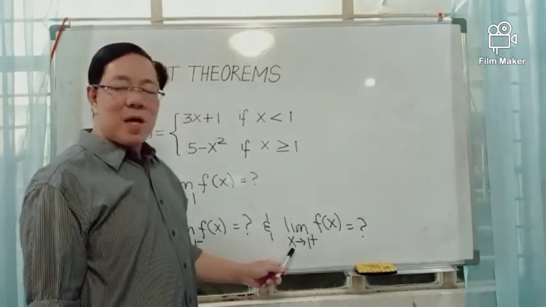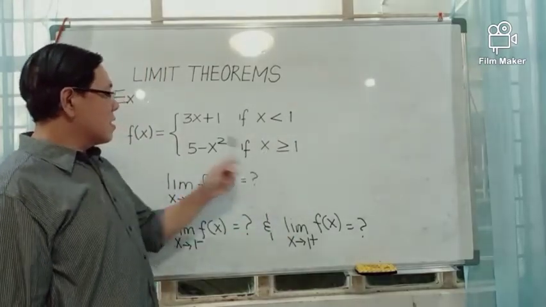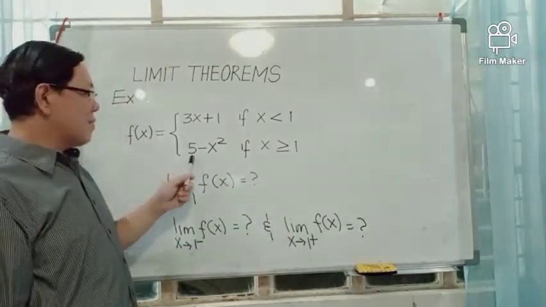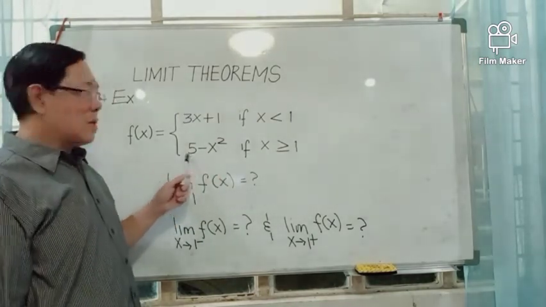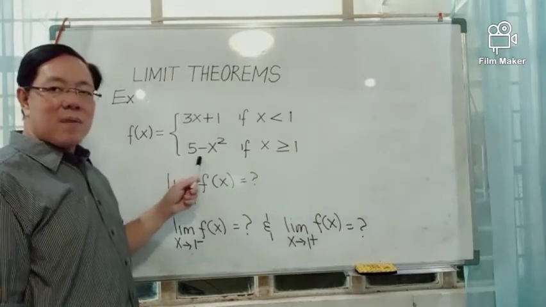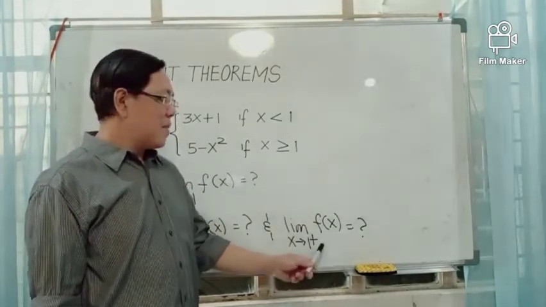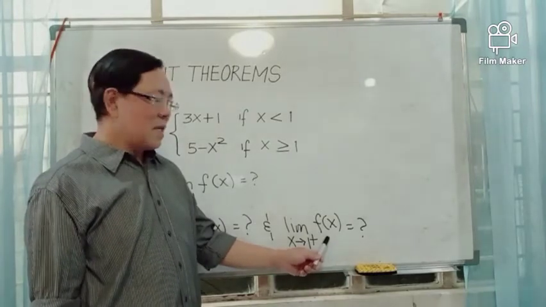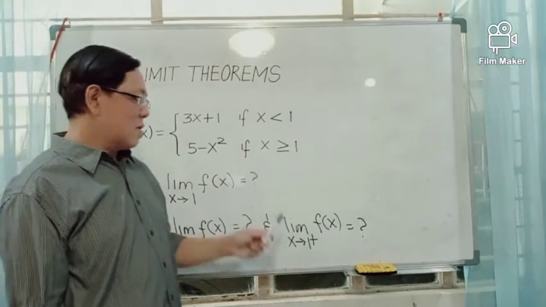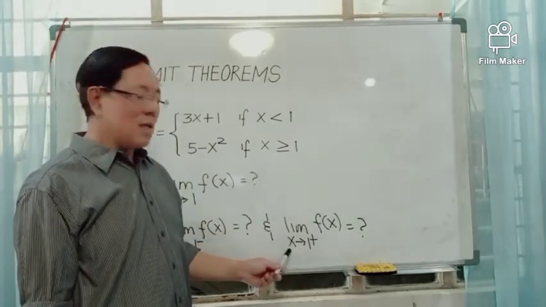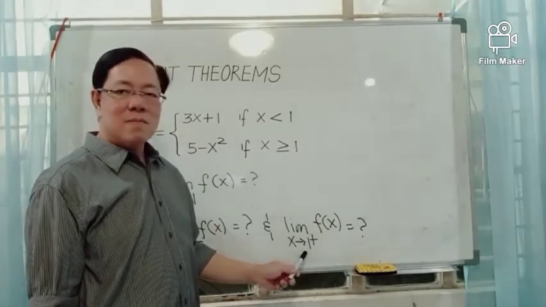If the values of x are greater than positive 1, then the value of the function is given by 5 minus x squared. Thus, we will use f of x equals 5 minus x squared to evaluate the right-hand limit of the function. We replace f of x with 5 minus x squared, and we evaluate the limit as x approaches 1 from the right.